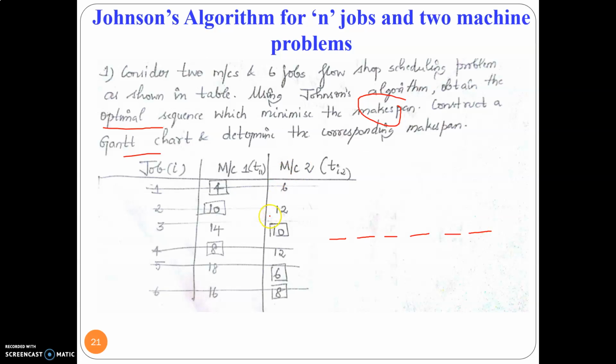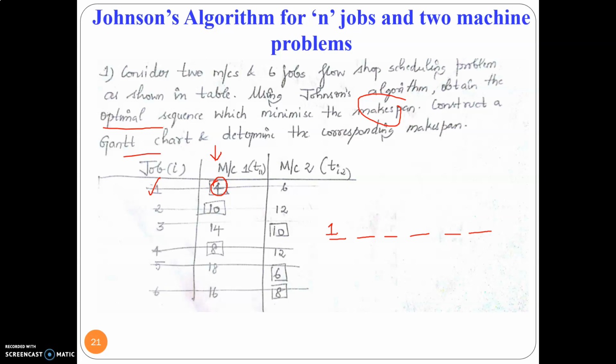Now step 1. Out of these 2 machines, find which job has the minimum processing time. The minimum processing time is 4, and it corresponds to job 1. Now I am going to allocate job 1 in this sequence. Where should I allocate? Check where the minimum processing time is occurring. If the minimum processing time is in machine 1, allocate the corresponding job to the start of the sequence.